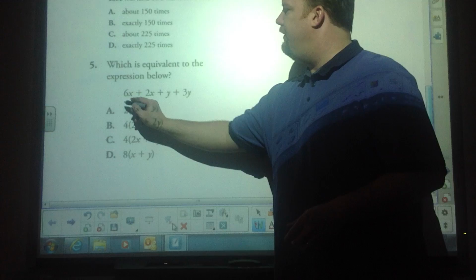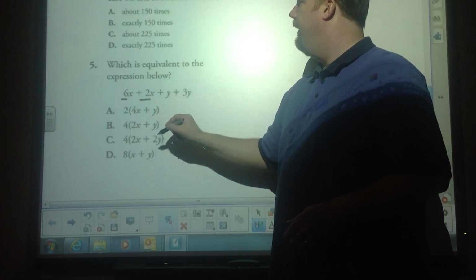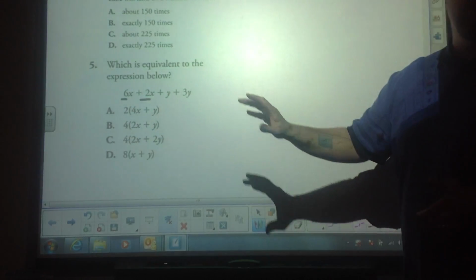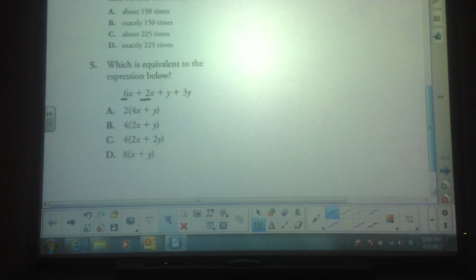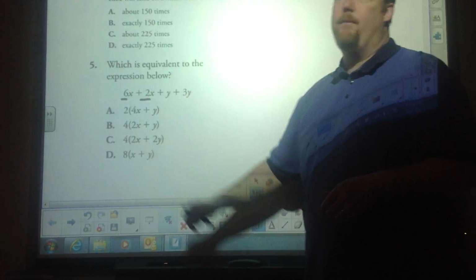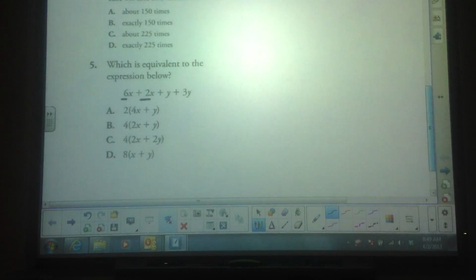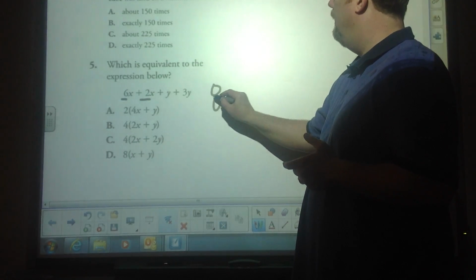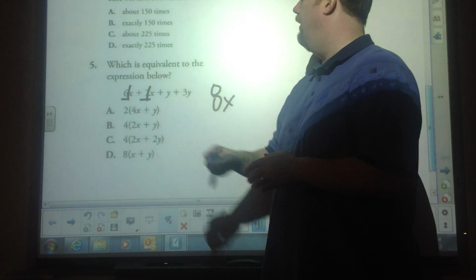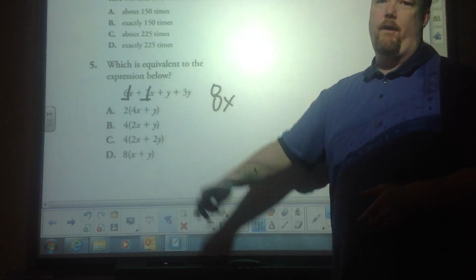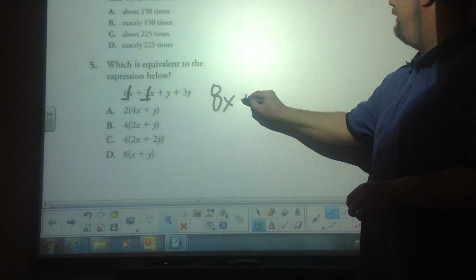What I mean by simplified is you've got to combine like terms. And you must pay attention to the signs in front of the numbers to tell you whether you're going positive or negative. 6x plus 2x, because those have the same variable, and remember you cannot combine terms with terms that don't have the same variable. This is going to be 8x. This is done and this is done. A positive y plus a 3y, and you have to pretend there's a 1 in front of that y, is going to be positive 4y.